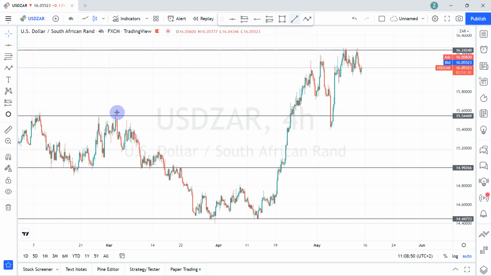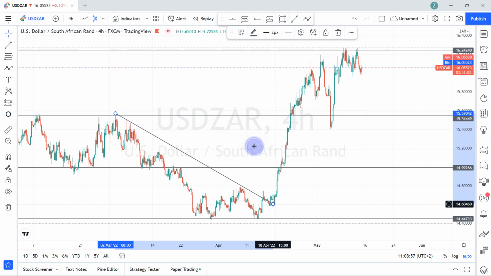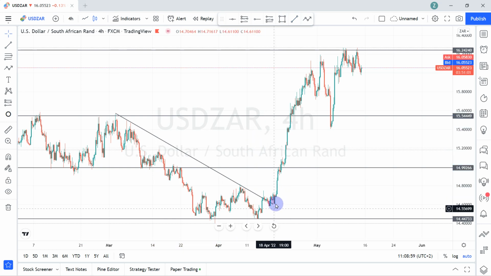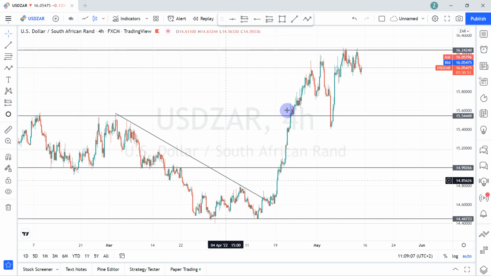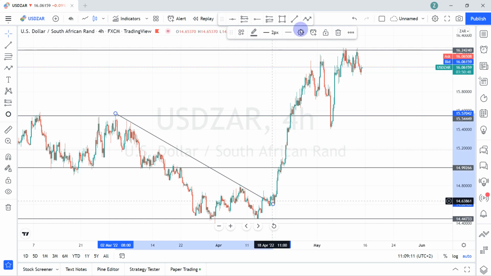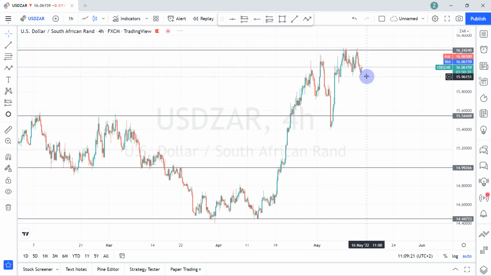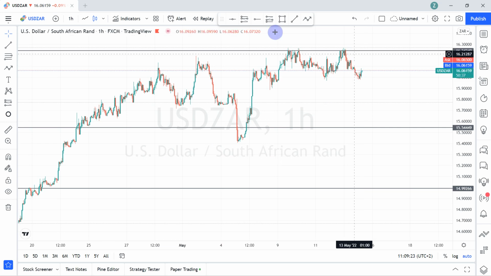The market, as you can see, was in some sort of a bearish trend. It broke out, retested, and wow, those who took this trade are happy. So there's not really much to see. As you can see, the market is messy. So should I move to the hourly time frame?